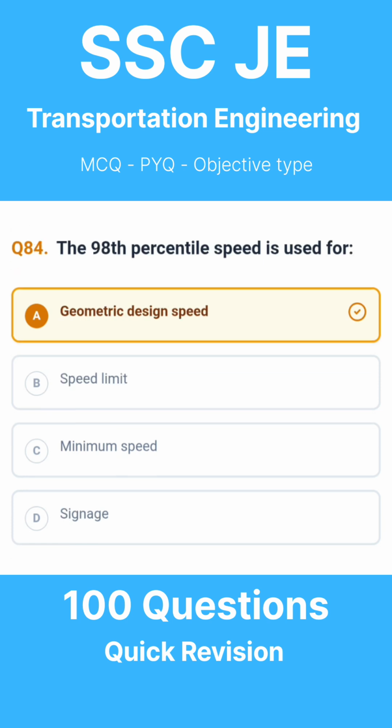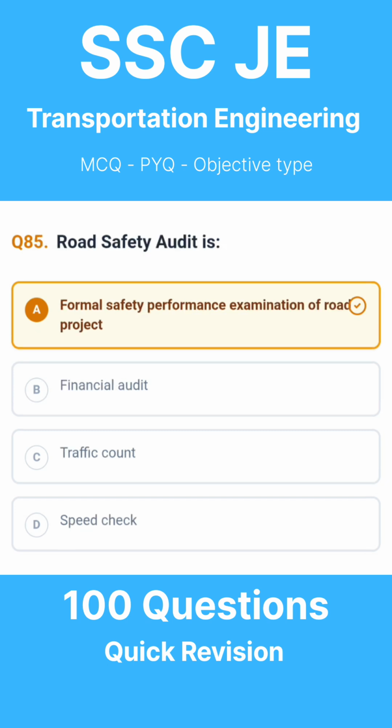Question 84. The 98th percentile speed is used for. The correct answer is geometric design speed. Question 85. Road safety audit is. The correct answer is formal safety performance examination of road project.